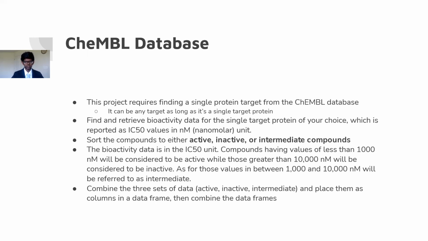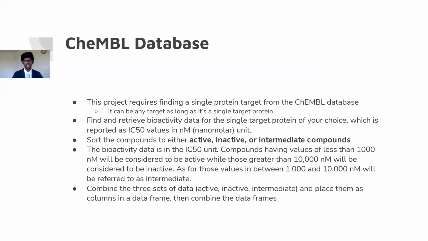So what I have to do next is to find and retrieve bioactivity data for the single target protein, which is reported as an IC50 value in nanomolar units. So then I would have to sort the compounds into active, inactive, or intermediate compounds. So bioactivity data is in the IC50 unit. Compounds having a value of less than 1,000 nanomolar will be considered active, and those with greater than 10,000 will be considered inactive. Anything between that range would be considered an intermediate compound.